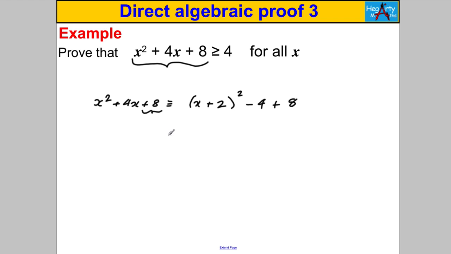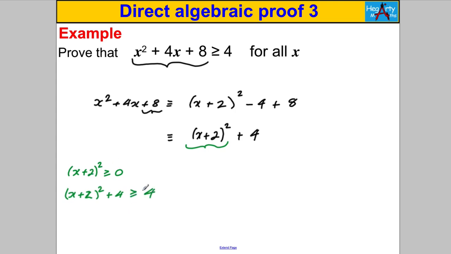Now if we combine that, we get x add 2 all squared, and negative 4 plus 8 is positive 4. And we have actually done it, because x add 2 all squared is bigger than or equal to 0 because it's a square number. So therefore x add 2 all squared plus 4, adding 4 to both sides, must be bigger than or equal to 4. And we have done what we've been asked to by that little trick of completing the square. And that's it for Direct Algebraic Proof 3. Thank you very much for watching.